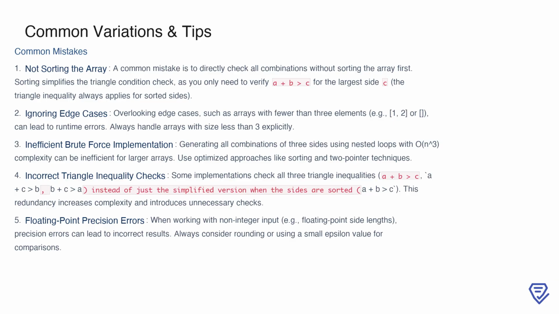When working on this problem, there are several common mistakes to watch out for. First, not sorting the array is a frequent error. Sorting ensures that the largest side, or C, is always the last element in the triplet, which simplifies the triangle condition check to just A plus B greater than C. Without sorting, you might end up checking unnecessary combinations.